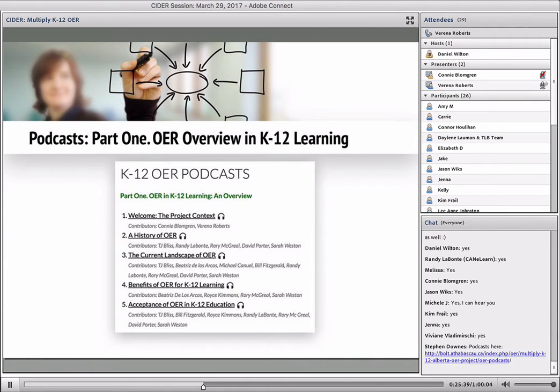So part of this project is all about modeling what we could do with OER as well, because when we talked to the teachers originally, they didn't really have a firm idea of what open educational resources were, but they were working in the open and they did have lots of ideas about what that would look like. We then had topics like the current landscape of OER, which we took from an international perspective, as well as a Canadian Alberta perspective, benefits for OER for K-12 learning, and acceptance of OER in K-12 education. That one in particular talked about some of the barriers and some of the tricky situations that teachers, educators, and policymakers have had to deal with when trying to implement OER. So if we go to the next slide.